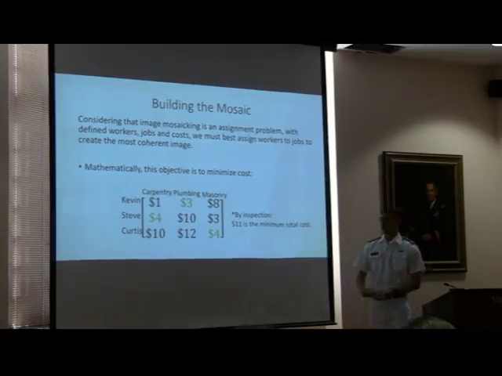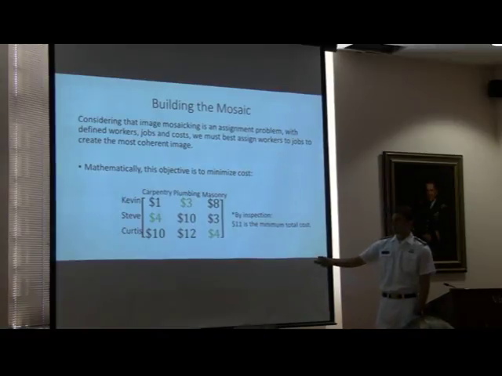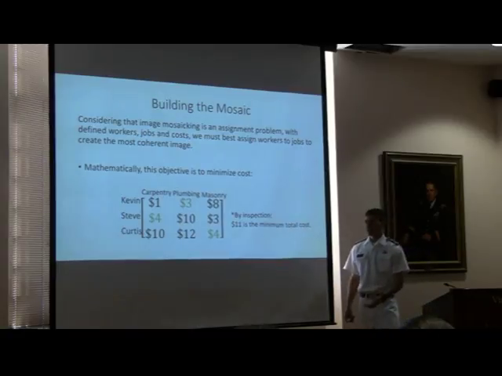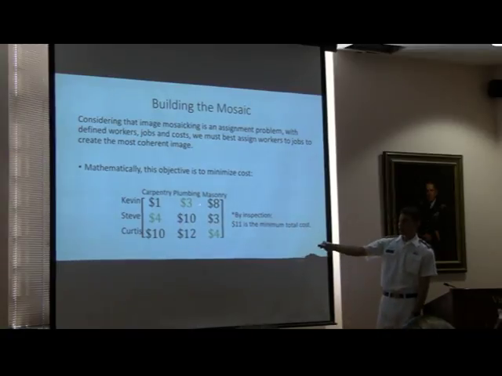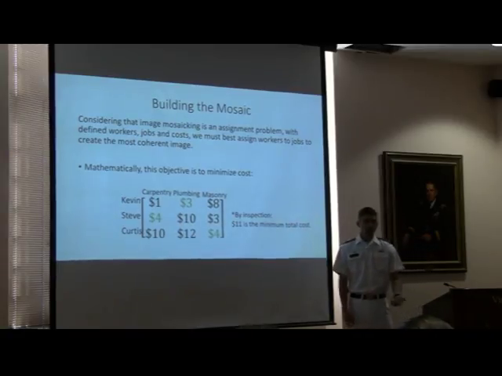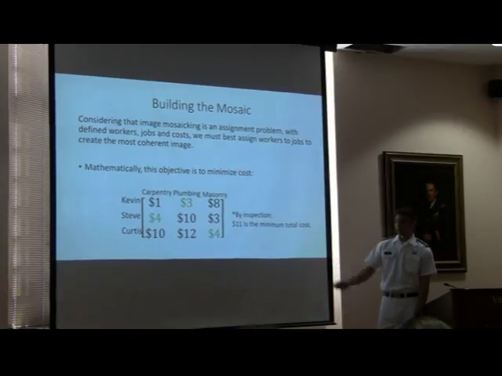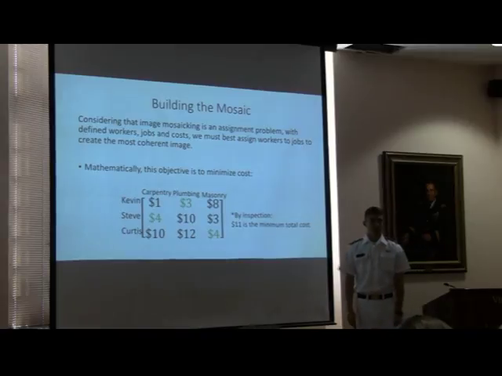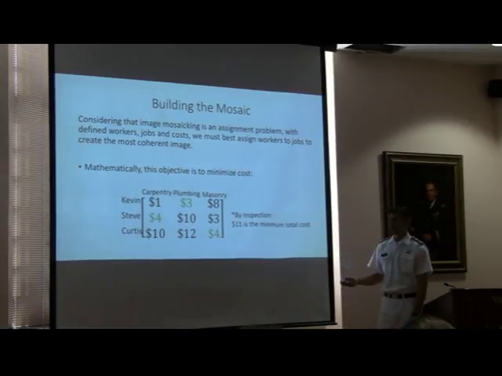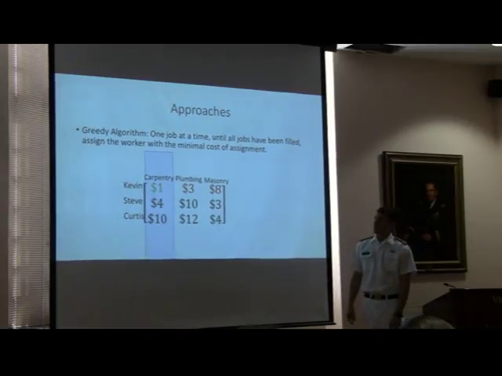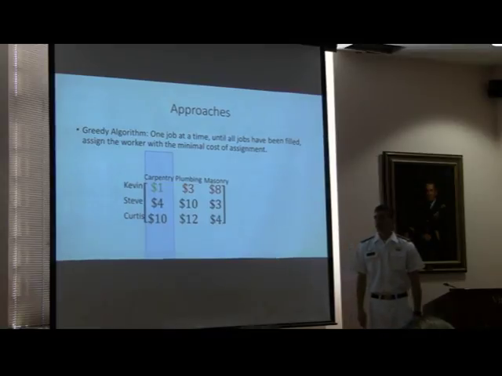So I'll go back again and explain how image mosaicing is inherently an assignment problem. By inspection, the solution of that original assignment problem with Kevin, Steve, and Curtis comes out to be that. So how do we find this? Because it's easy to just look at a 3x3 matrix, but when you're doing a 2000 by 2000, it's just not possible. So I'll start with the greedy algorithm.